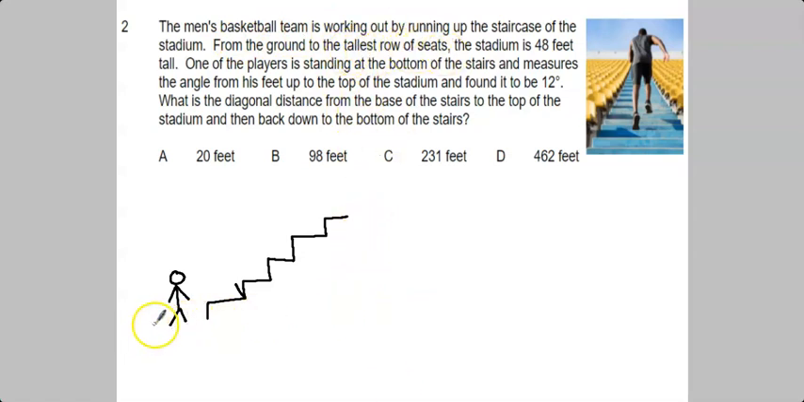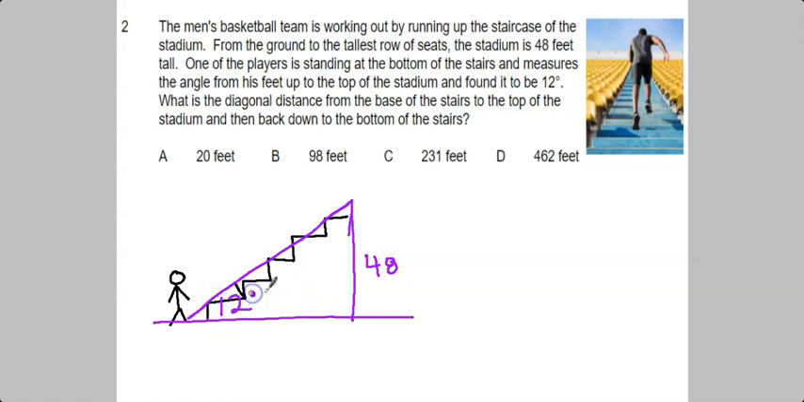So from the ground up to the highest row of seats, the stadium is 48 feet tall. One of the players is standing at the bottom of the stairs and measures the angle from his feet up to the top of the stadium to be around 12 degrees. So from here all the way up to the top, that would be, again, 12 degrees. What is the diagonal distance from the base of the stairs to the top of the stadium and then back down to the bottom of the stairs?